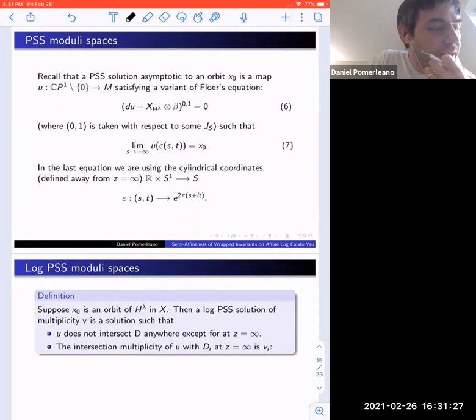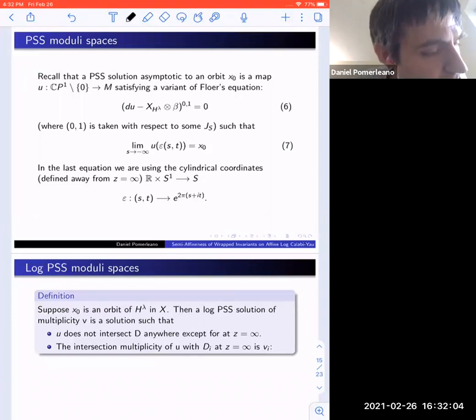The main ingredient of the proof, which also plays a role in my paper with Sheel, is these PSS moduli spaces. Maybe "recall" is the wrong word, but there's a standard way to prove that quantum cohomology and Hamiltonian Floer cohomology of a compact symplectic manifold are isomorphic. It's called the PSS isomorphism.